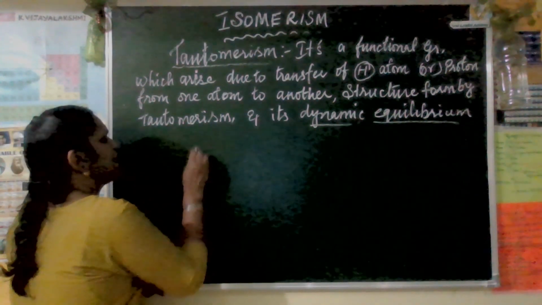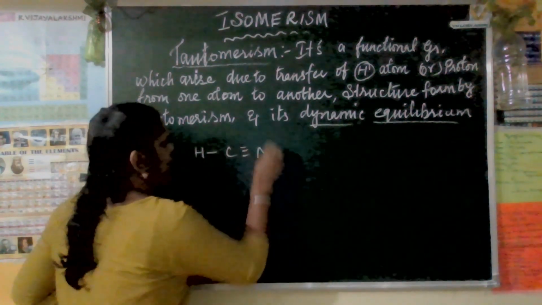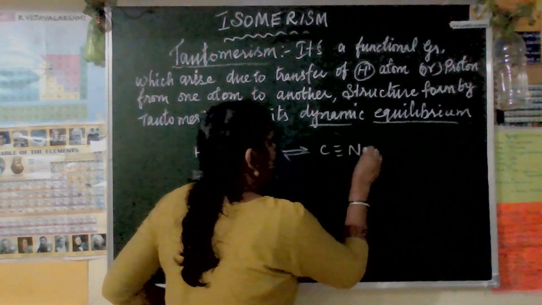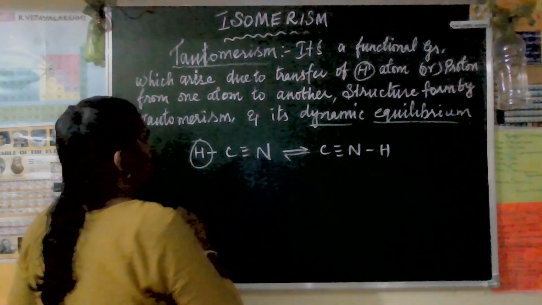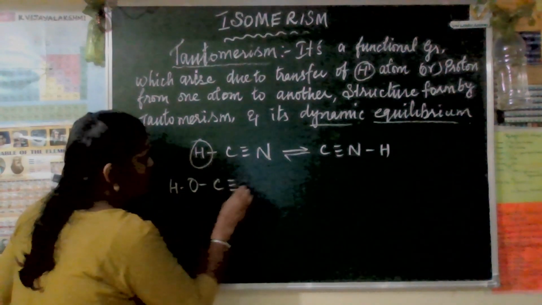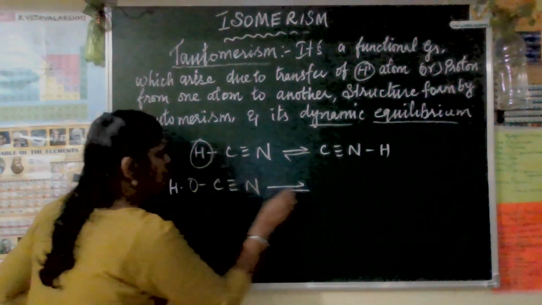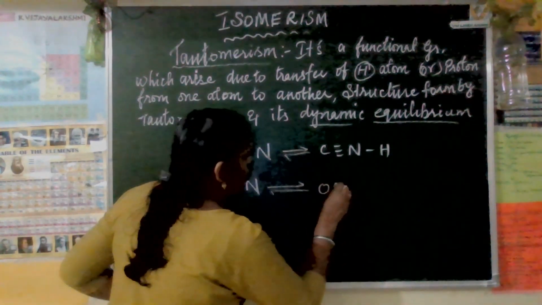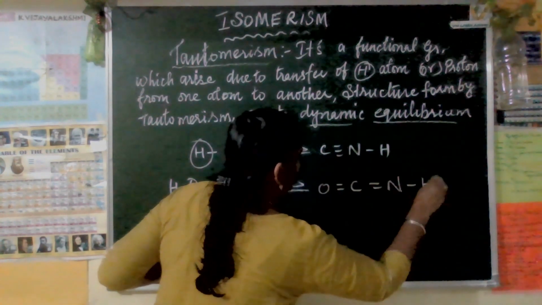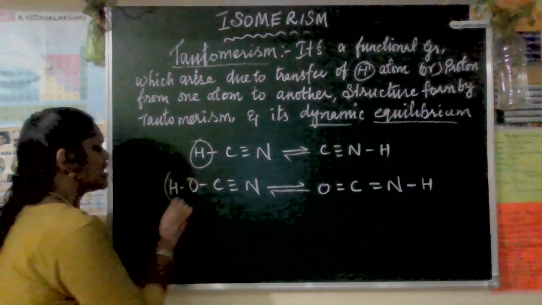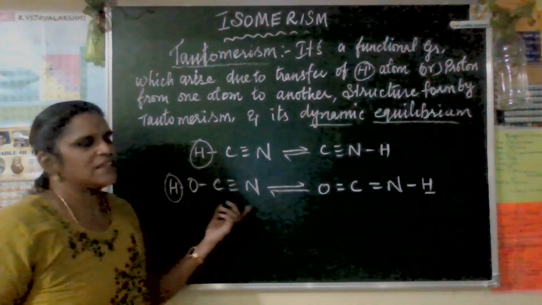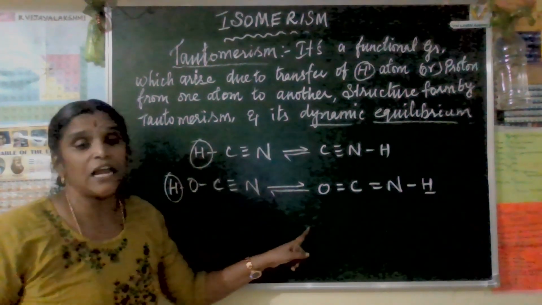For example, H, C triple bond N is reversible with C triple bond N, H. The hydrogen atom shifted. In the same way, O, H, C triple bond N is reversible. See here O double bond C double bond N and hydrogen. Actually, resonance takes place here, and the hydrogen atom or proton is shifted. Naturally, this takes place in keto-enol tautomerism.